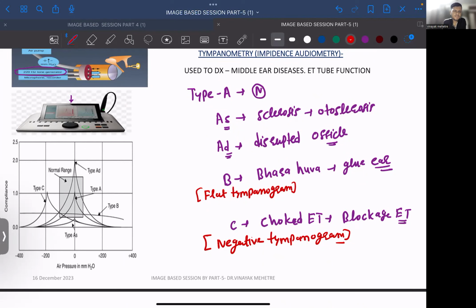This was your recent question. They can give you a case from anything, and they can ask which tympanogram is seen. This was the examiner's favorite question in some exams before, so you should know it.